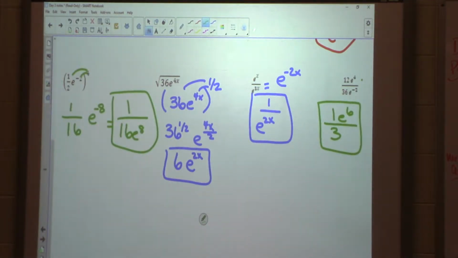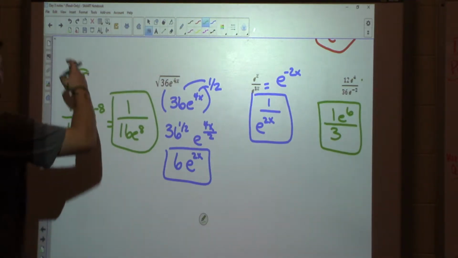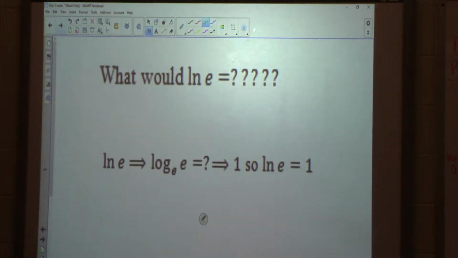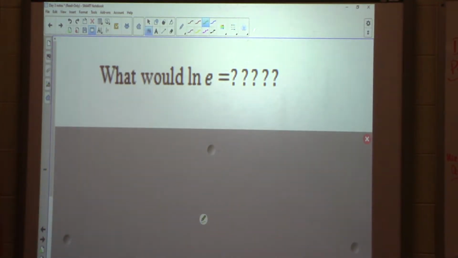All right, any questions how we use e when we're using it in a problem? Right? Normal power rules. Normal exponent rules. Okay, let's keep going then. So, what would the natural log of e equal?